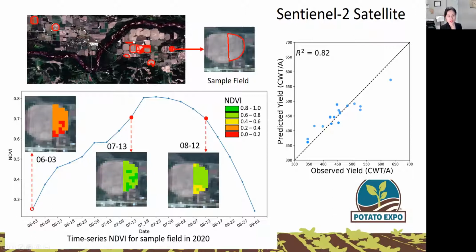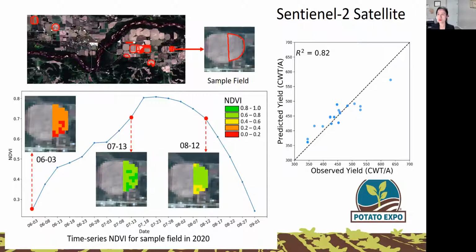This curve shows the average NDVI across the field over the season, and you can see that early in the season, because there are smaller canopies, NDVI is smaller, and then once the canopy closed, the NDVI is higher, and we can see some NDVI difference within this field. When we try to use the multispectral reflectance to predict the final yield of those different potato fields, the prediction is pretty good. R-square is 0.82.